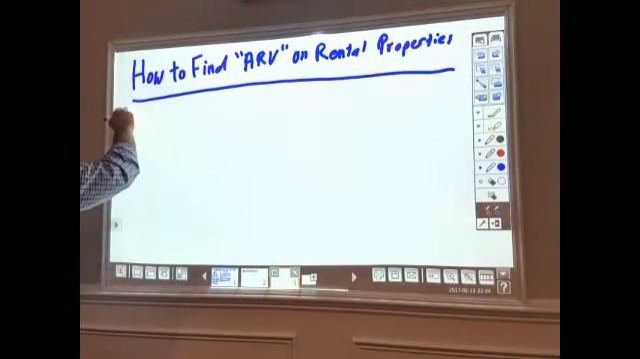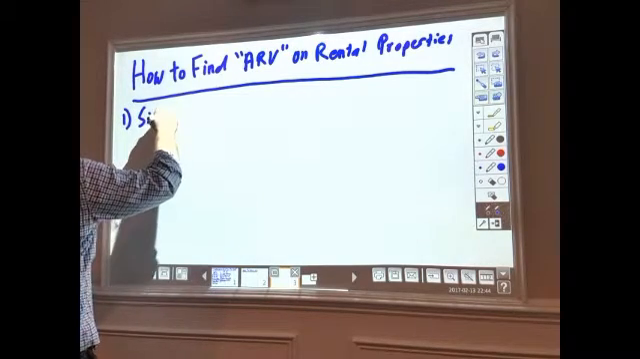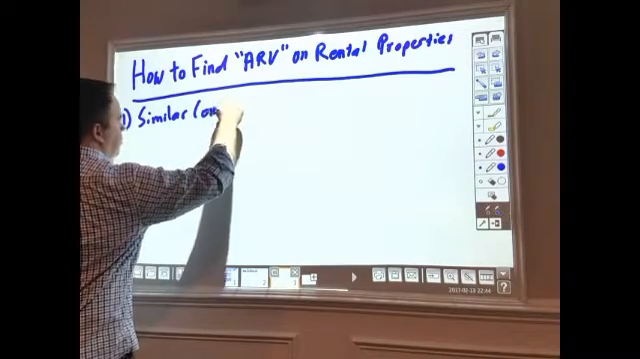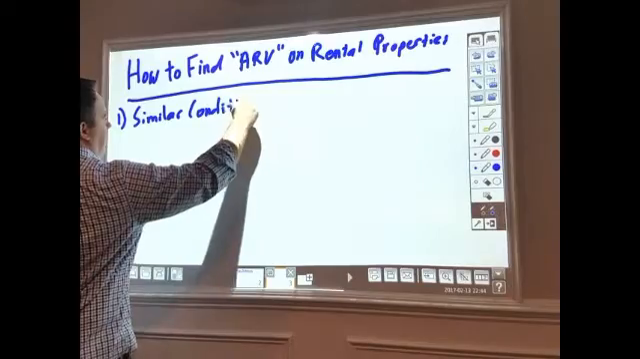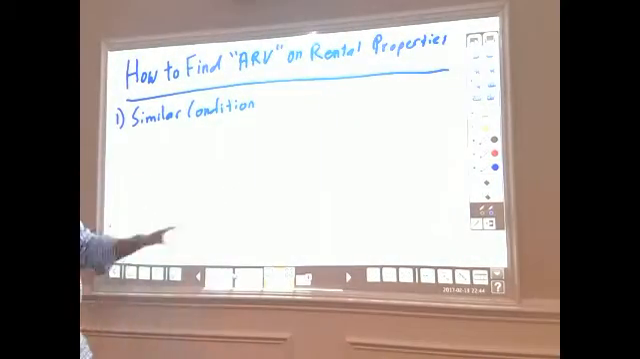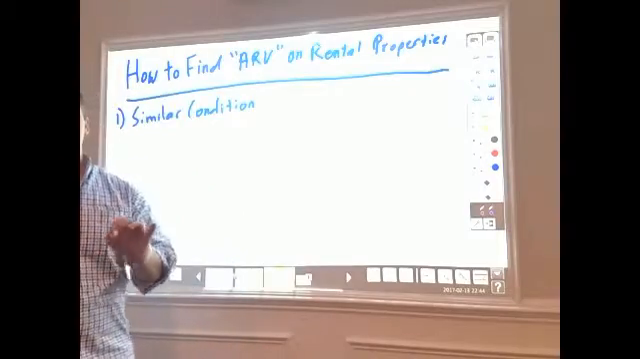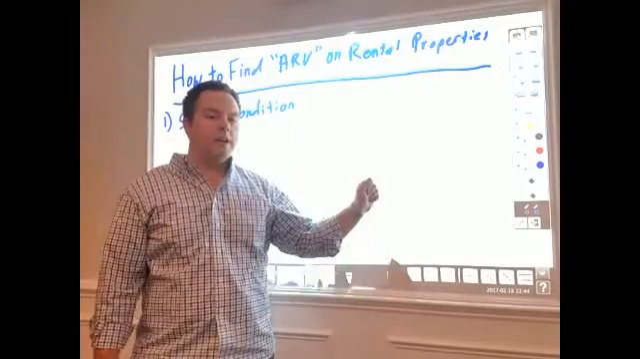You're looking for houses of similar condition. How do you spell condition? Condition, there we go. All right. So you're looking to find houses within 2, 3, maybe 4 blocks, but usually 2 or 3 blocks, that are in similar condition as the subject property.